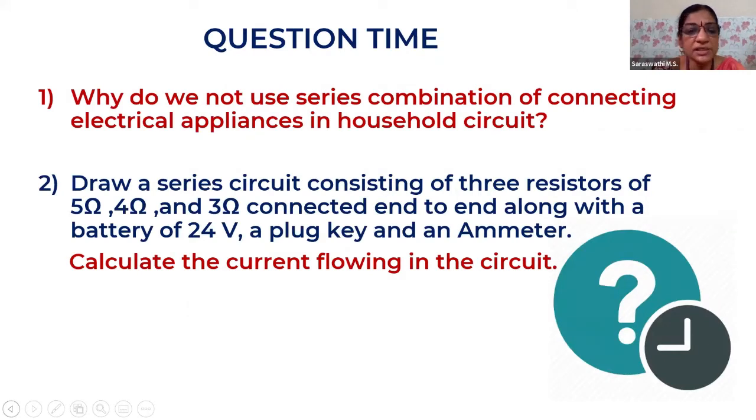What is the total resistance? 5 plus 4 plus 3, right? 9 plus 3, 12. Yes, ma'am. Total voltage is 24. So what will be the current? 2 ampere. 2 ampere is correct. So it is going to be V by R, which will give you the value of I, which is 24 by 12. Okay. Shall we go to the next question?